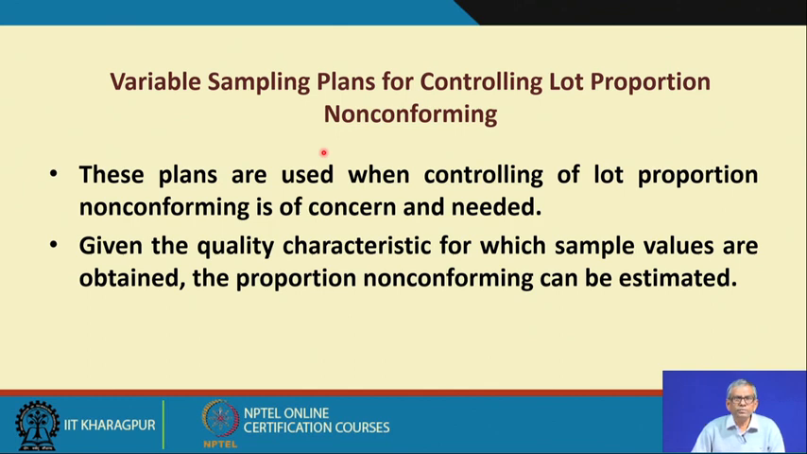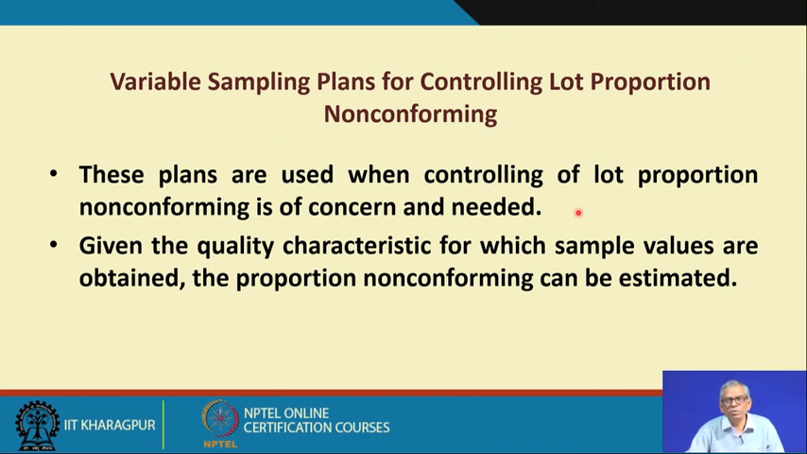These plans are used when controlling of lot proportion non-conforming is of concern and needed. So this point we have already elaborated. Not only the process average you need to control, you also need to control the proportion non-conforming, and it's not necessarily related to the attributes data. Many a time whenever we say proportion non-conforming, we may assume that it is related to the attributes data.